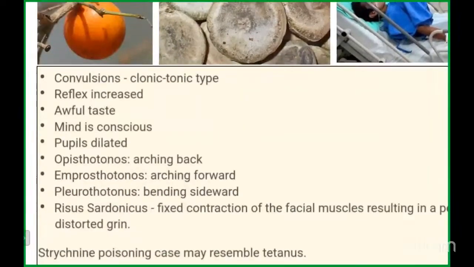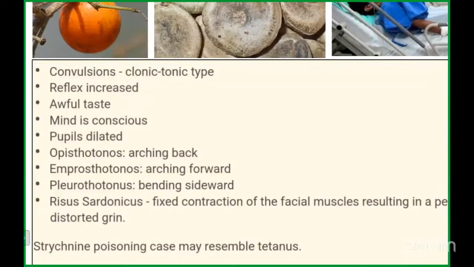So arched back is opisthotonus. Emprosthotonus is arching forward, and pleurosthotonus is bending sideward. This is how I remember opisthotonus: O is something you arch, an O, backward. Emprosthotonus is arching forward, E and F, F is forward, so E and F go together. And pleurosthotonus is where you bend sideward.